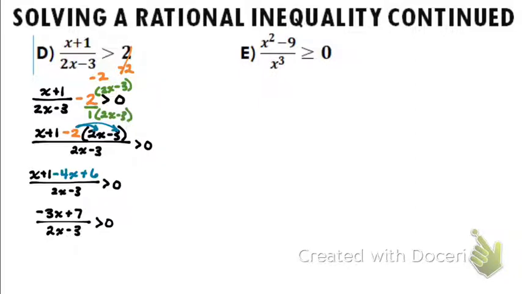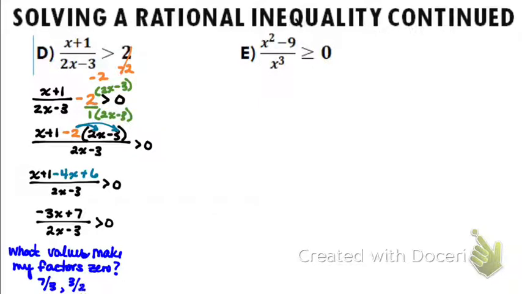So what values make my factors 0? I have a positive 7 over 3 and a positive 3 over 2. Which one is smaller? 3 over 2. So when I'm making my number line, I need to see the 3 over 2 first, and then the 7 over 3. Why are they both positive?